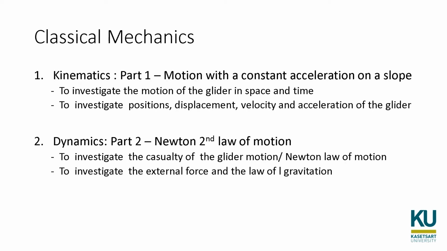We're going to focus on two parts. The first part is mainly about kinematics, the motion with constant acceleration on a slope. In this part, you investigate the motion of the object, which is the glider, in space and time. By that, you can acquire the position to understand more about the displacement and calculate the velocity, and also the acceleration of the glider.